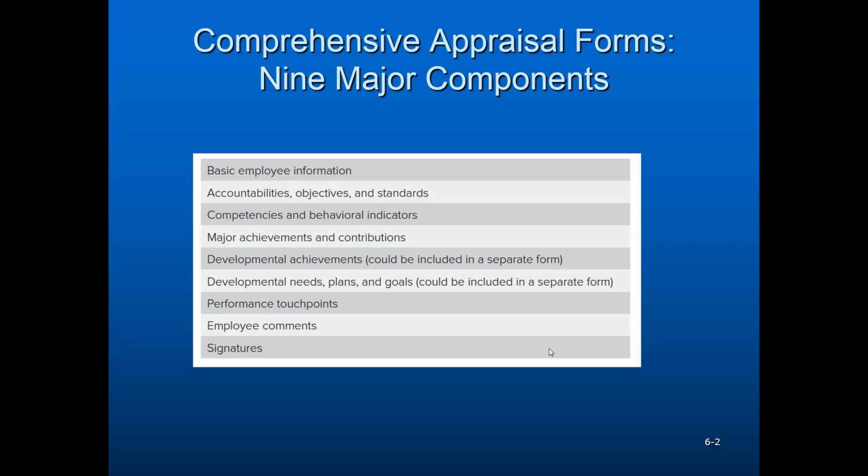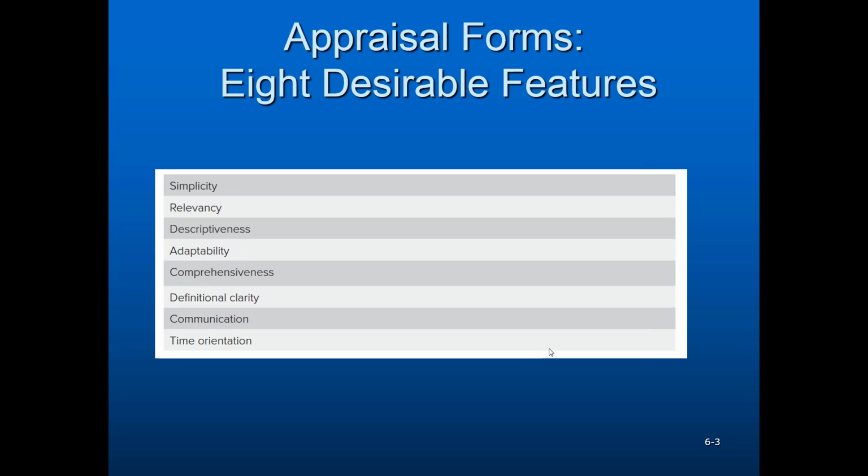The employee should have the opportunity for comments in order to reflect on the evaluation that he or she is being given. And there should be room for signatures for both the employee and for the person evaluating him or her. Now, when we think about the performance appraisal form and you look at the various examples in the book, you can see that they take many different forms.